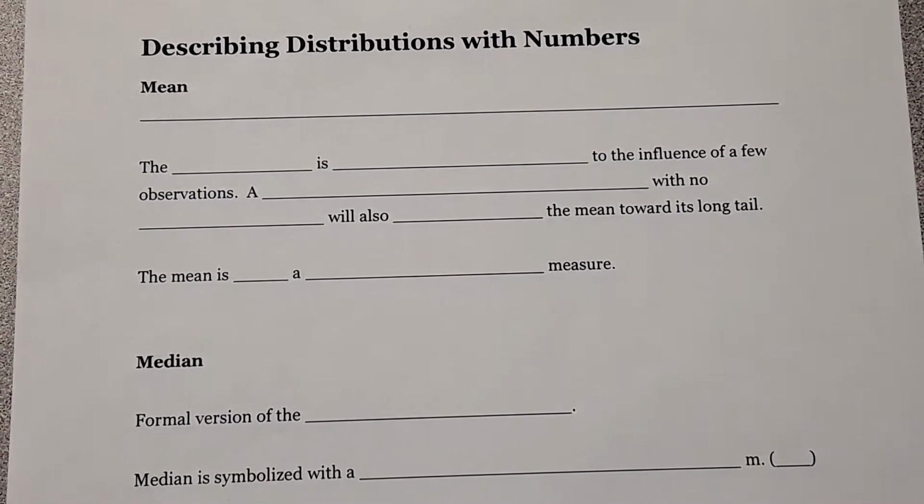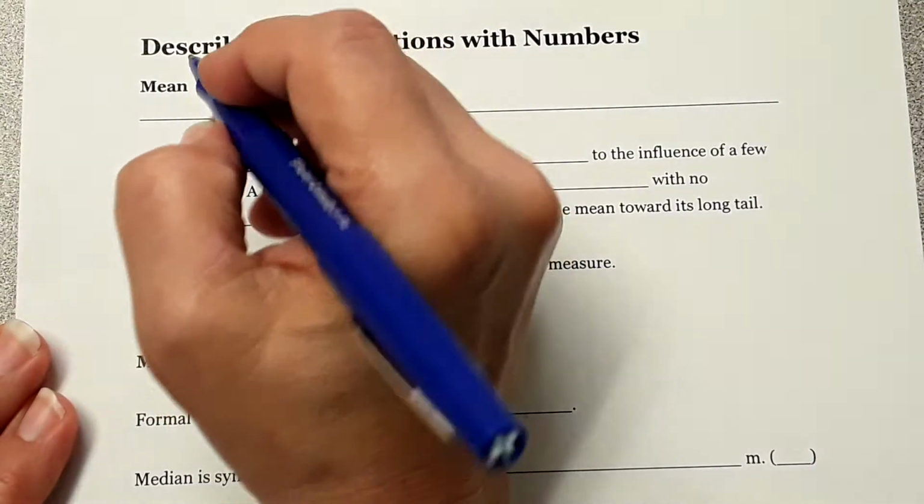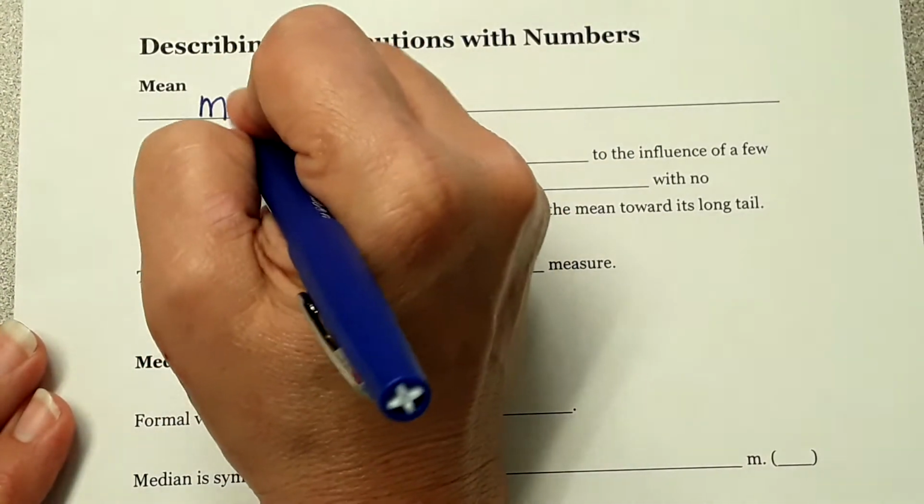So today we're going to do describing distributions with numbers. This is your third page in that notes packet. Yesterday we did histograms, so we're going to talk about numbers now. We talked about the center. Now we're going to talk about what numbers we use for which graphs. The mean is by far the most common measure of center.